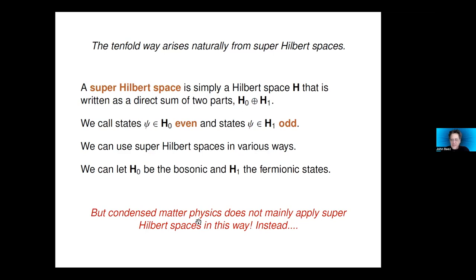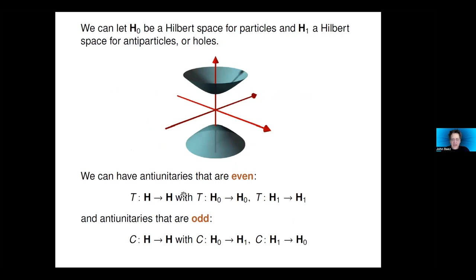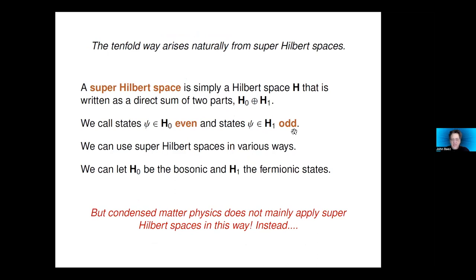But yeah, so in supersymmetry, that is how you let H0 and H1 be. But I'm saying that you can use these H0 and H1 for all sorts of other things too. And I'm saying that in condensed matter physics, they do something else. They let H0 be a Hilbert space for particles and H1 be a Hilbert space for holes. Okay. The mathematics, I'll just emphasize, is that you just have a Hilbert space that's the direct sum of two parts. Then it's up to you, the physicist, to decide what you want to do with that.